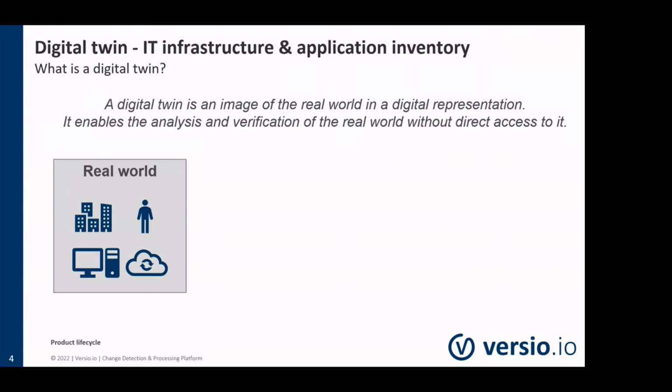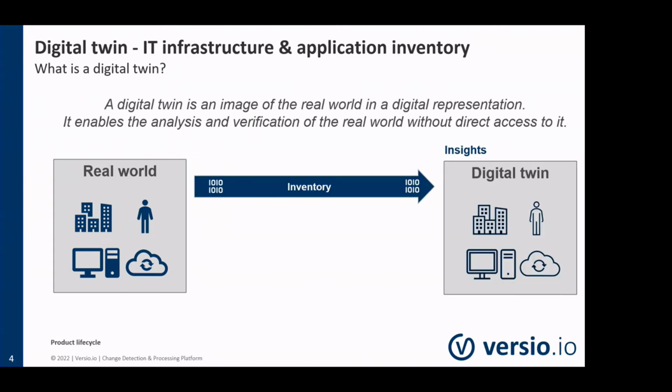You may have noticed the term digital twin in the headline. I want to go into that again. This is an approach from the industrial production of technical products, for example, turbines or manufacturing plants. A digital twin is an image of the real world in a digital representation. It enables the analysis and the verification of the real world without direct access to it.